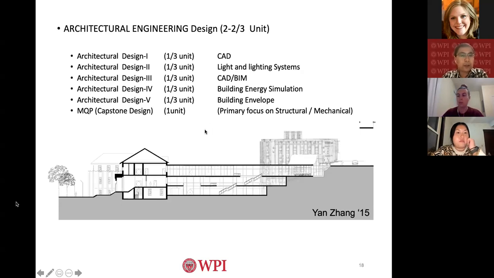So in addition to the 5 studios, the MQP, the major qualifying project, is equivalent to the undergraduate graduation thesis. And in this thesis, there will be intensive design elements as well, mainly focused on structure and mechanical. So that is a 6th part of the course or project that can contribute to design.